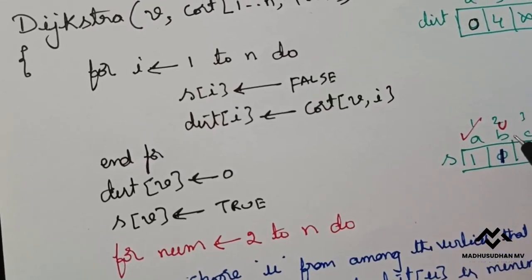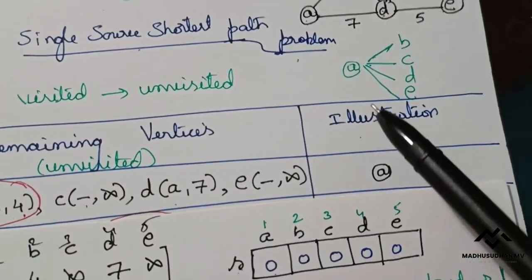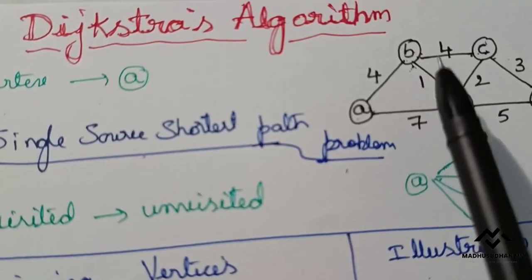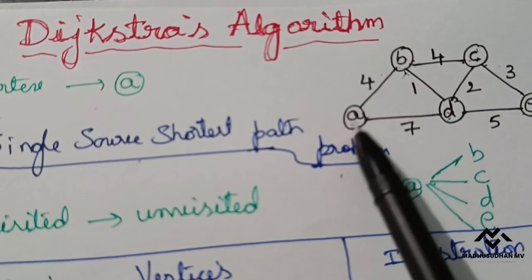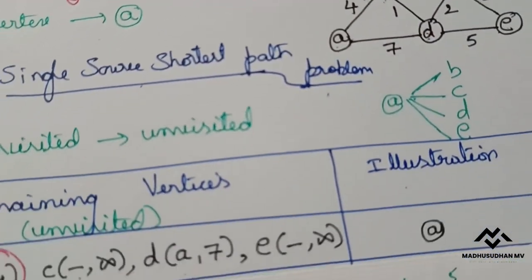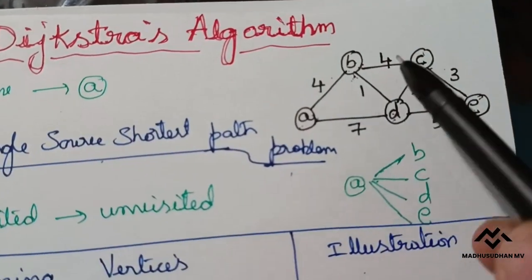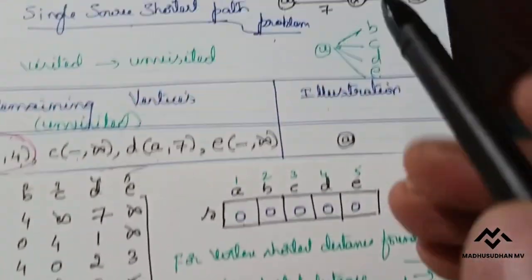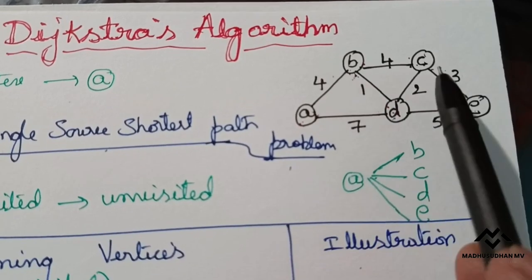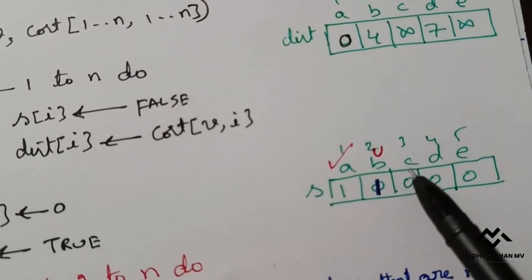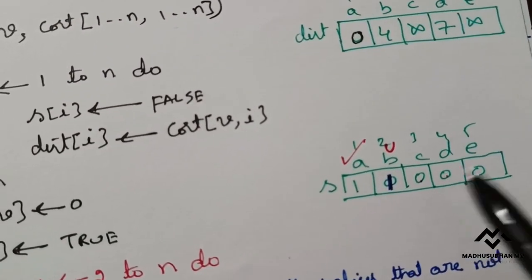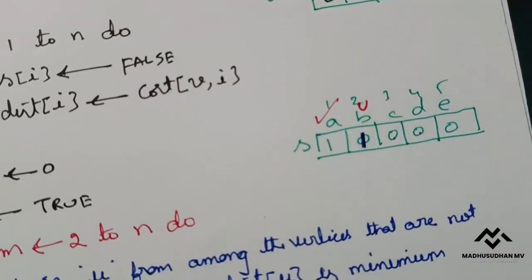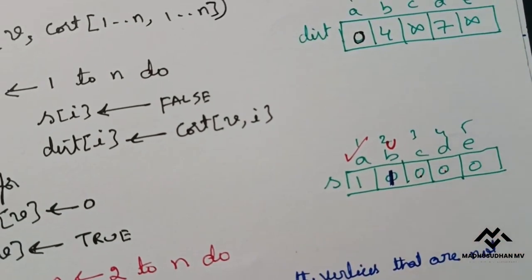Now u is my B. For B, which are the adjacent vertices? B, A, C, and D. For B, which are the adjacent vertices? A, C, and D. What is the condition? S of W should be false. So S of A is true. Now A I am not considering. So for B, C, and D, because both S of C is false, S of D is false. So now W may be this one or this one.